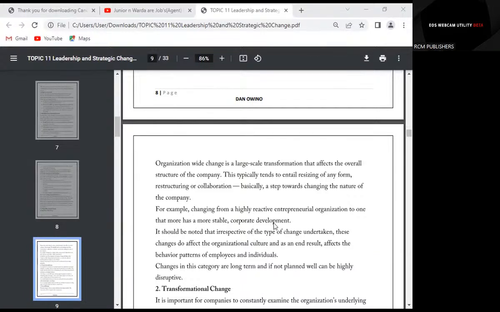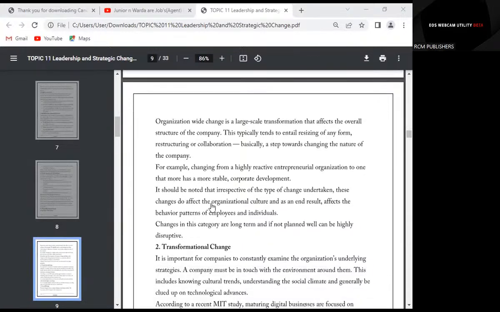It should be noted that irrespective of the type of change undertaken, these changes do affect the organizational culture, and as an end result affect the behavior patterns of employees and individuals. Changes in this category are long-term, and if not planned well, can be highly disruptive.